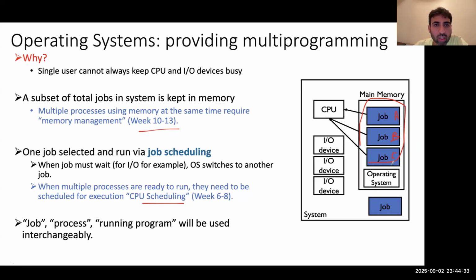Okay, so this is known as multi-programming. We have a single CPU, but we interleave different processes on the CPU to make maximum usage of the CPU and IO devices. So this is the basic idea of multi-programming. Any questions?